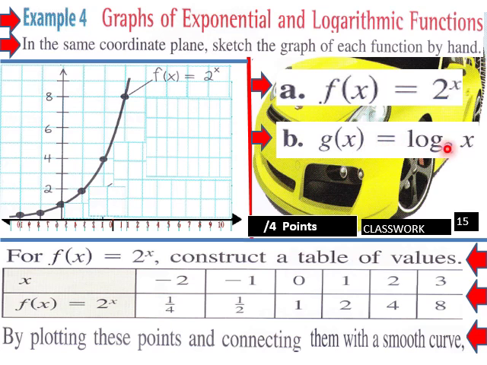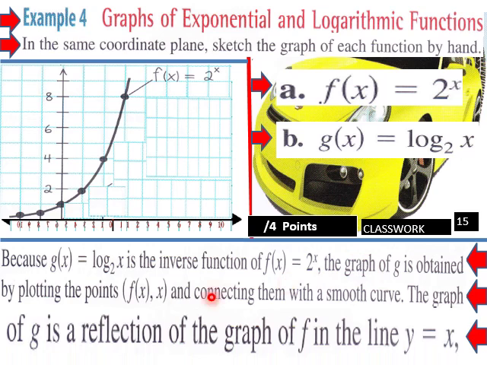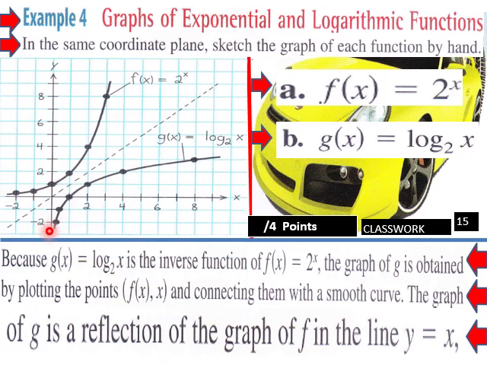And then g of x equals log base 2 of x. So what would that look like? Well, g of x equals log base 2 of x is the inverse function of f of x equals 2 to the x. This is the inverse of that. The graph of g is obtained by plotting points f of x and x and connecting them with a smooth curve. The graph of g is a reflection of the graph of f in the line y equals x. So y equals x would be this line here. This is y equals x. This is f of x equals 2 to the x power. And then this is g of x, which is log base 2 of x.